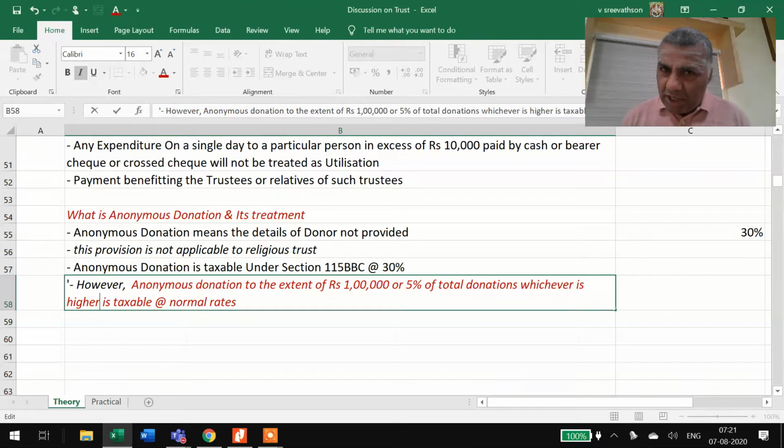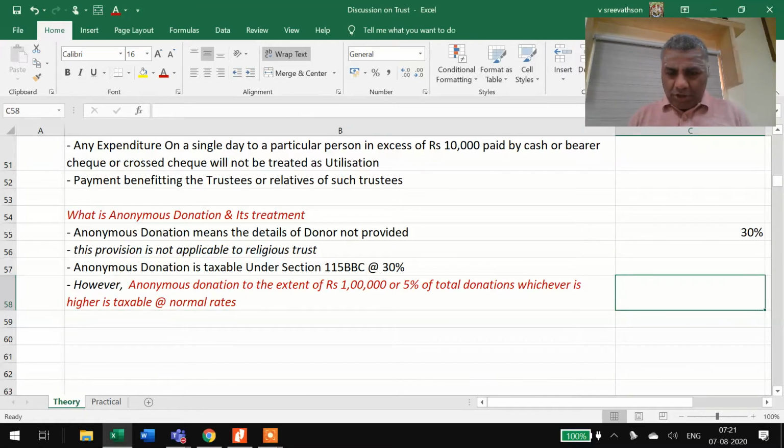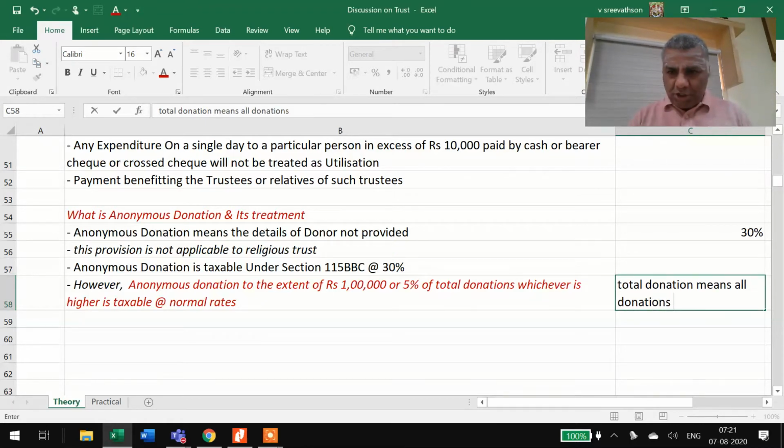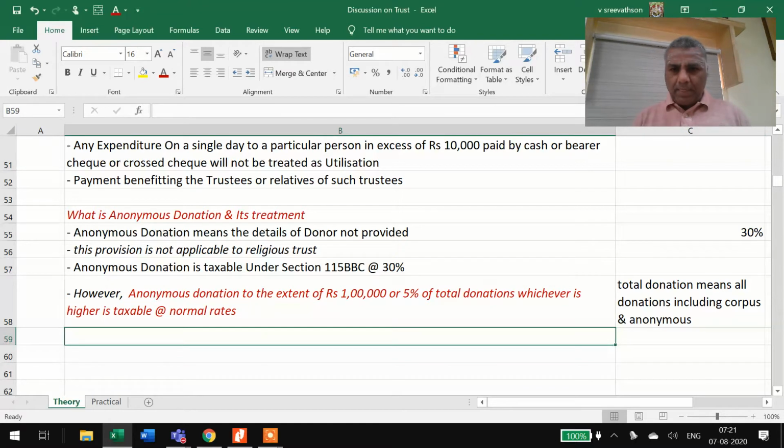Total donation will include all the three. General, corpus, anonymous. No, sir. It should exclude anonymous. Then it will become a simultaneous equation. The law has made it that it is total donation. It includes everything. Total donation means all donations, including corpus and anonymous. Okay, so that is what the law is saying.